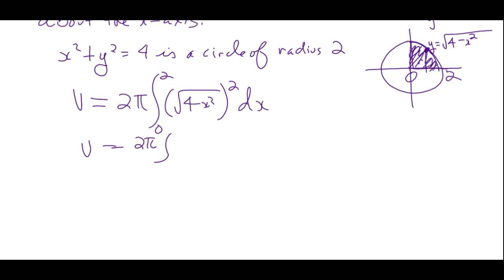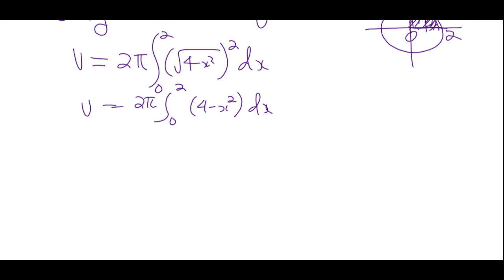Remember 2 because we're really just going from here to here, so we're doing a hemisphere, we're doing half of it, so we need 2 of them. 0 to 2, and this will just be 4 minus x squared dx, which luckily enough is pretty easy to integrate, right?